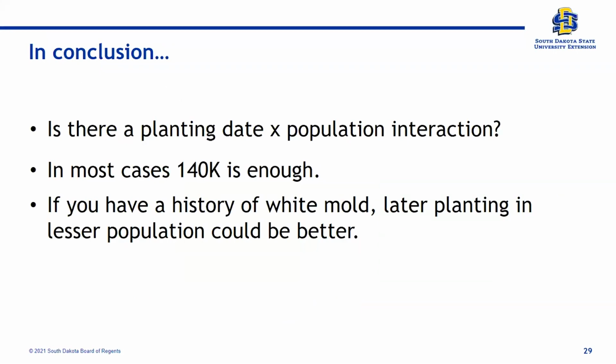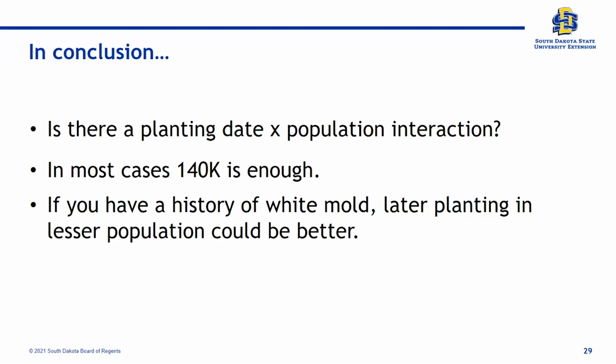So in conclusion, something to think about or ask a question here: after you do something, try to question yourself and try to learn something new. So is there a planting date by population interaction? In most cases, 140,000 population is enough. And another thing to keep in mind, if you have a history of white mold, later planting in lesser population could be better, and also in wider rows.